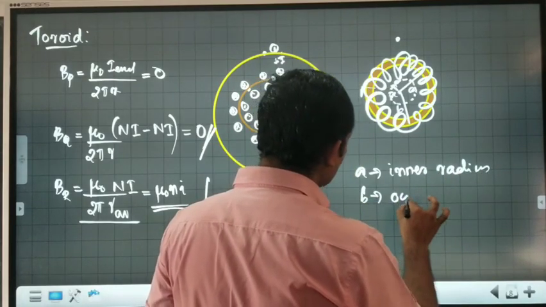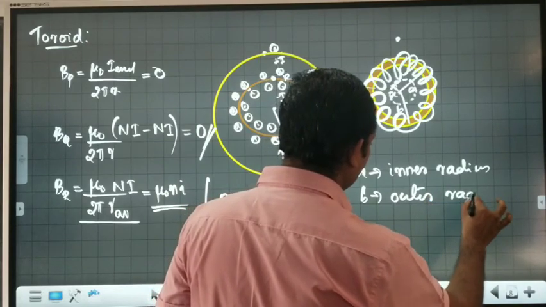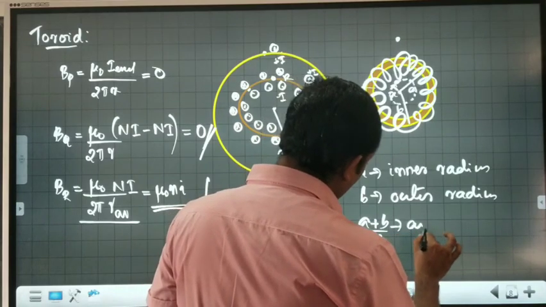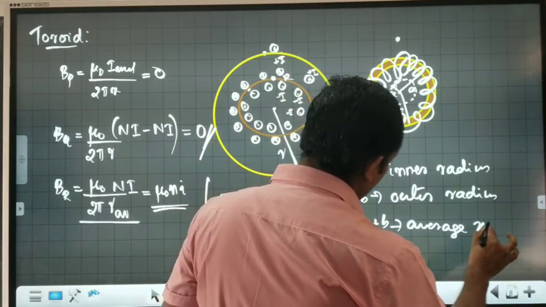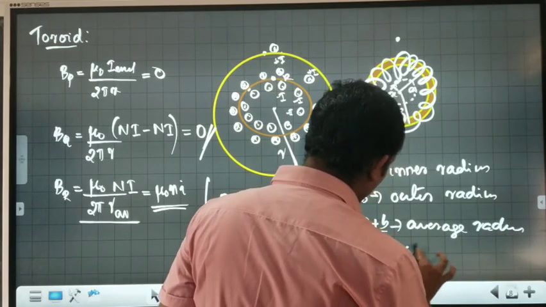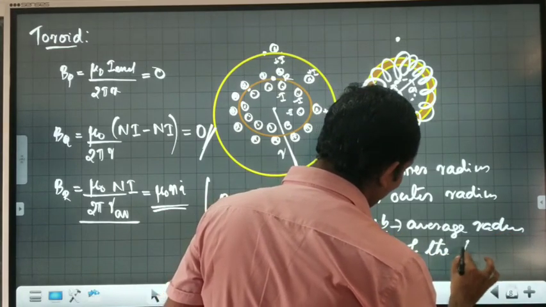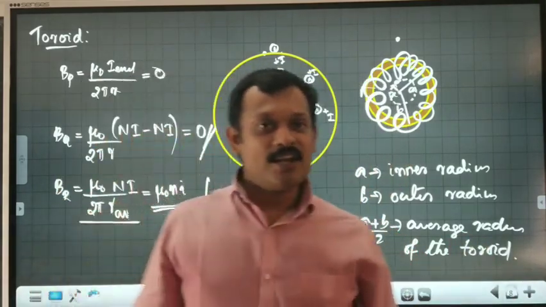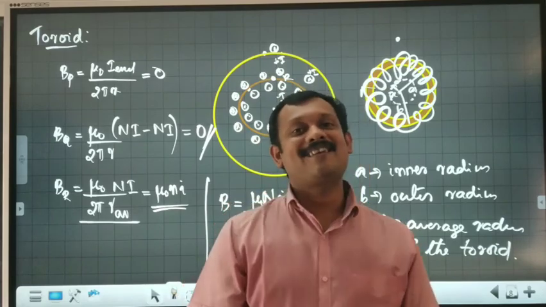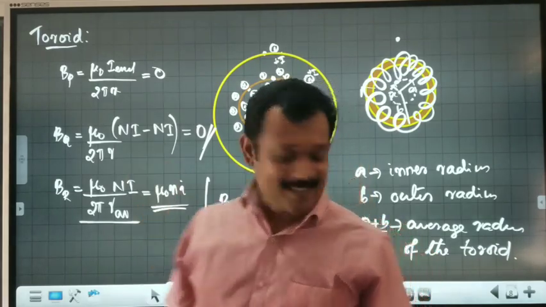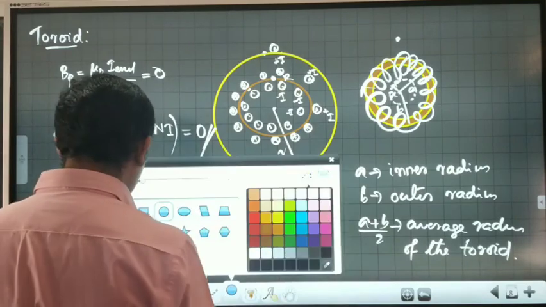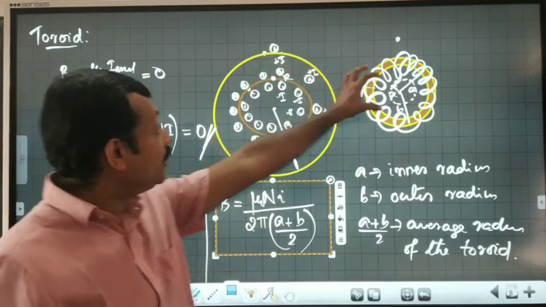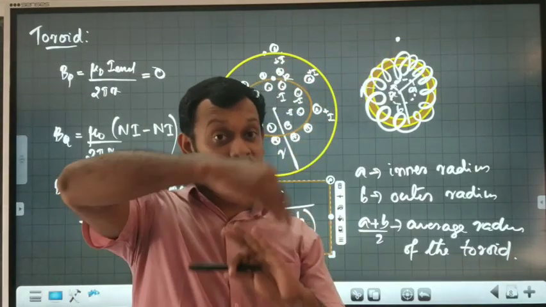A is the inner radius of the toroid, B is the outer radius, and A plus B by 2 is the average radius of this toroid. And this is the answer we have to get for the magnetic field inside a toroid, or a solenoid in the circular frame.